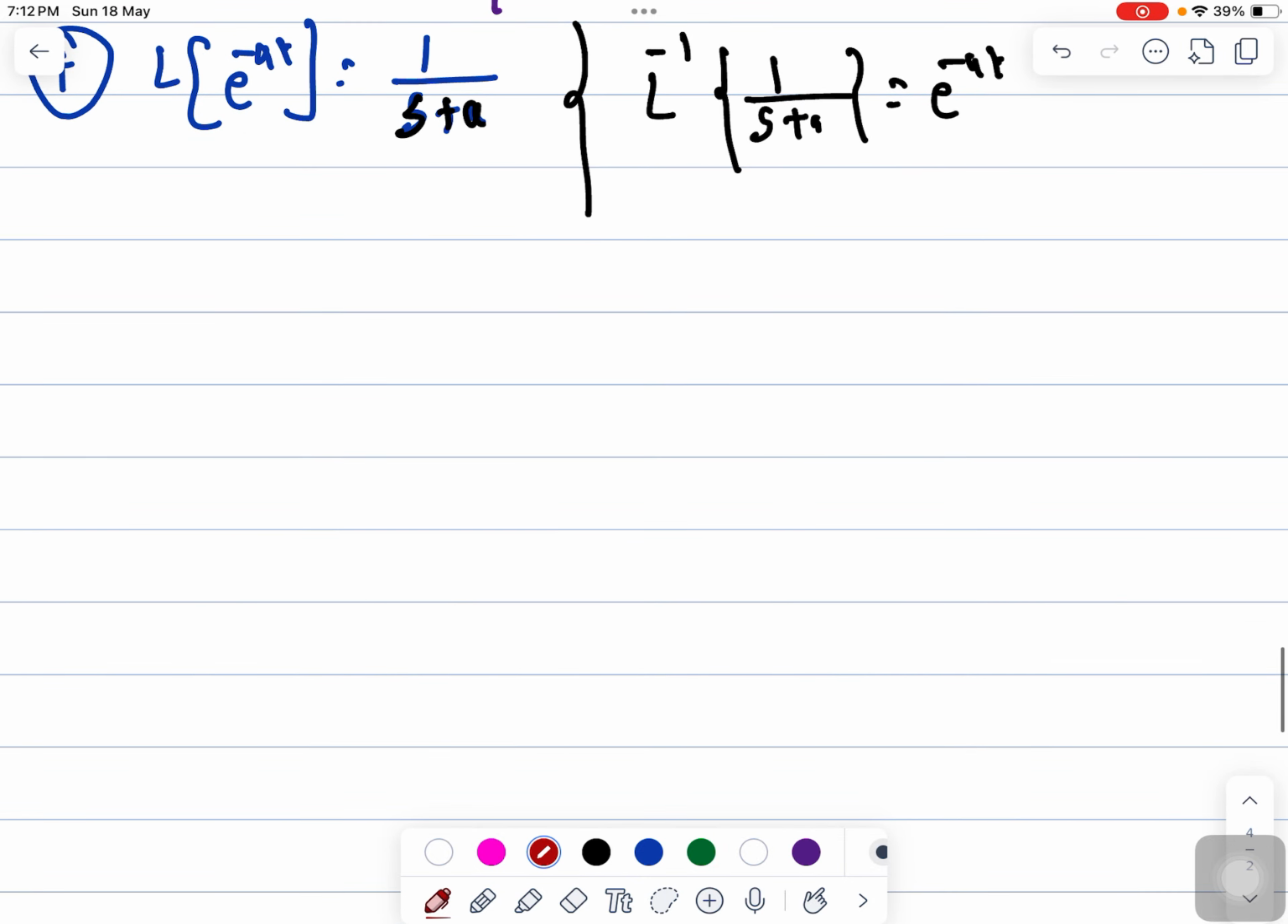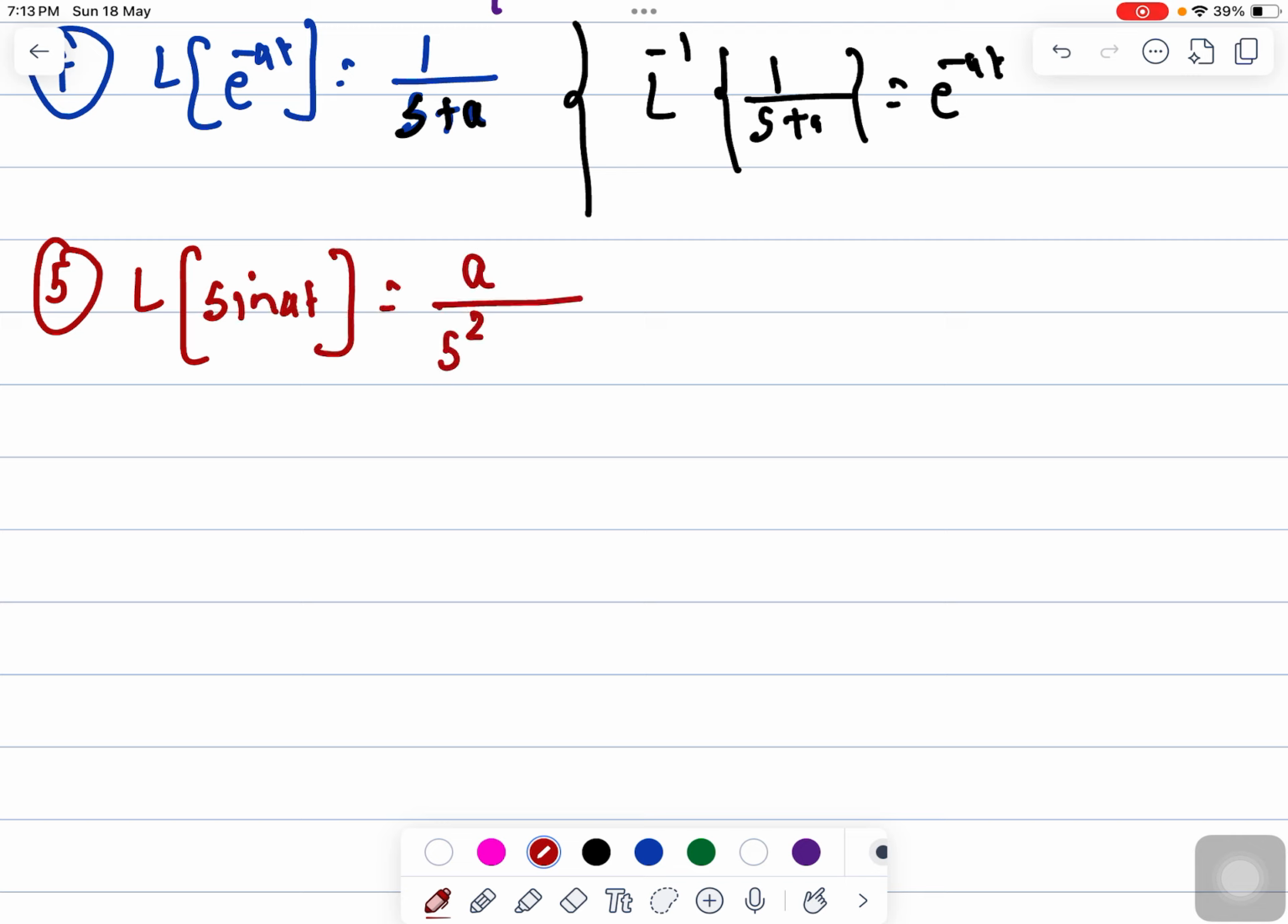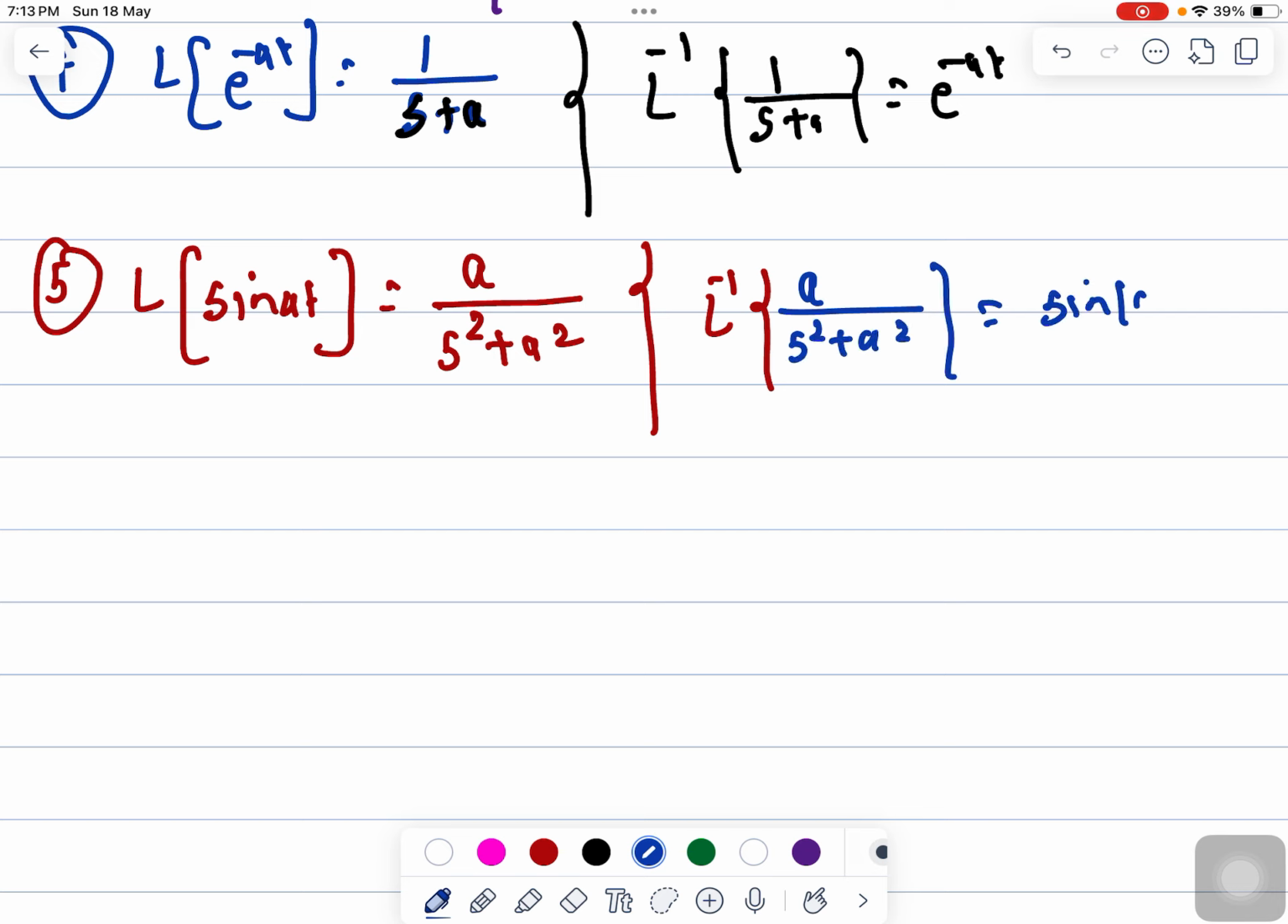Next formula for Laplace transform is, let's say, Laplace of sin at. That will be equal to a upon s square plus a square. And again, Laplace inverse of a upon s square plus a square will be equal to sin at. Is that clear?